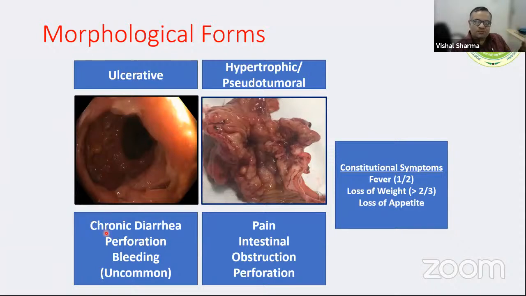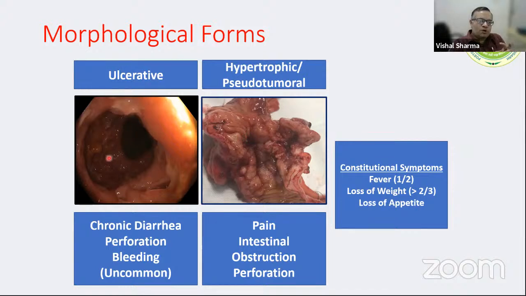Now there are various morphological types. How does the disease appear anatomically? So you could have ulcers, and I'll show you a lot of images of ulcers later on. And then there could be formation of mass lesions, or there could also be formation of strictures. So ulcerative form may be there, hypertrophic form may be there, or a stricturing form may be there.